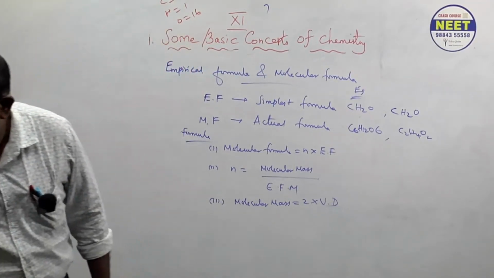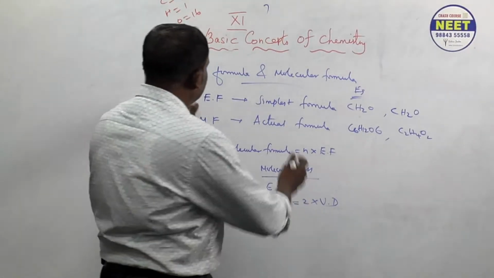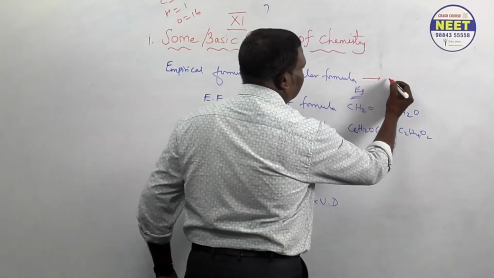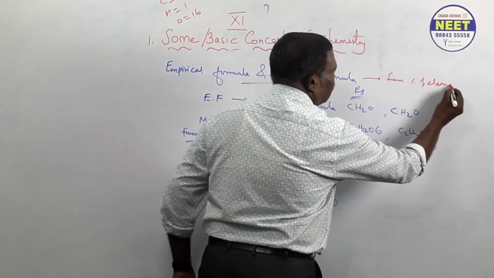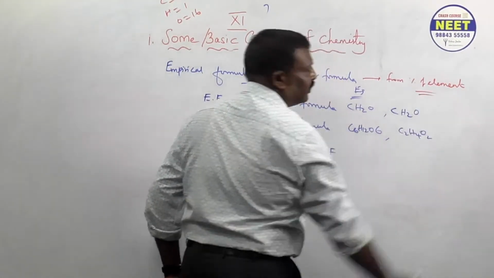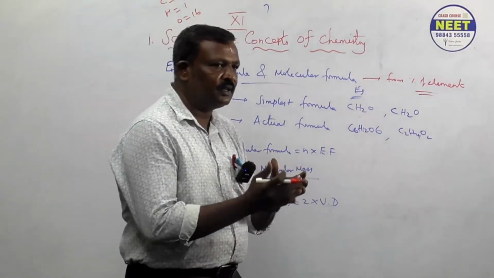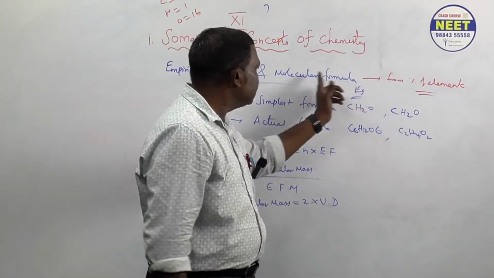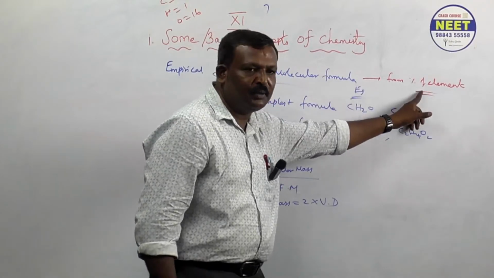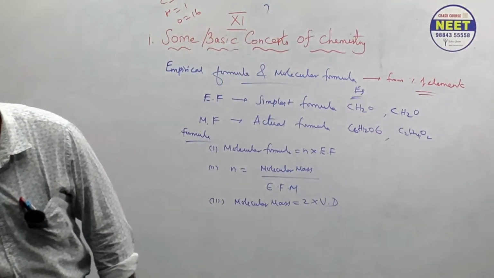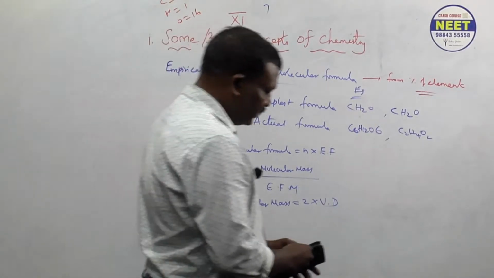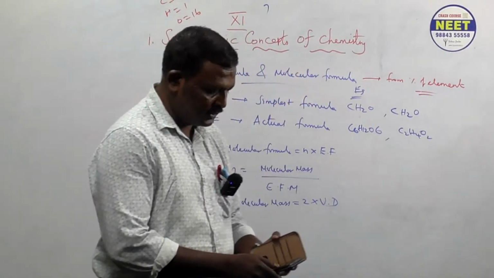Okay, right. See, empirical formula, molecular formula, it is obtained from what? From percentage of elements. Correct or not? So element percentage is given. From this we can find it out. It is obtained from percentage of elements. Okay. Write the formula, so write the question. You can understand all this. Simple.